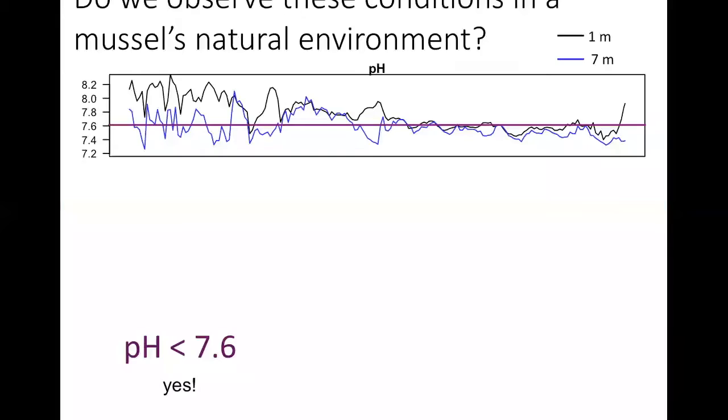So for pH, which is plotted here, that 1 meter top of the line in black and the 7 meter bottom of the line in blue, we see two things. The first is that pH can vary over the course of a day or months, and we see differences between 1 and 7 meters. Our threshold line of 7.6 is marked in purple, and what we see is that especially at 7 meters, we dip below this threshold a lot. So yes, we do see pHs below the threshold that can weaken mussels.